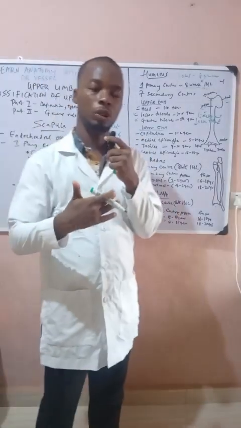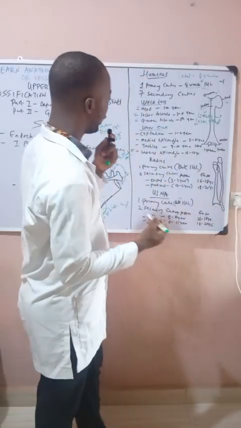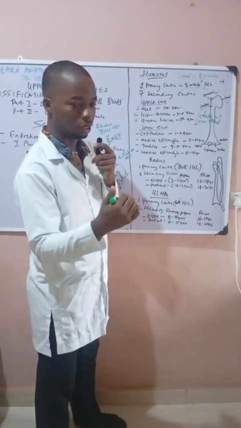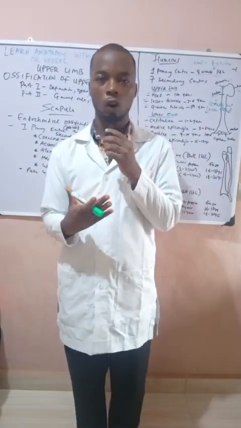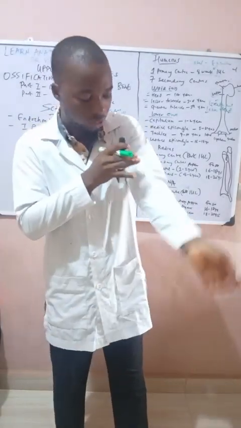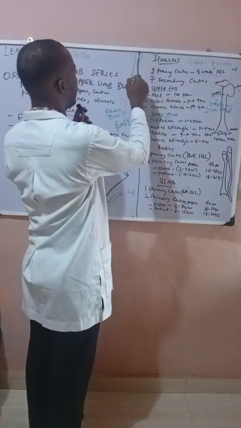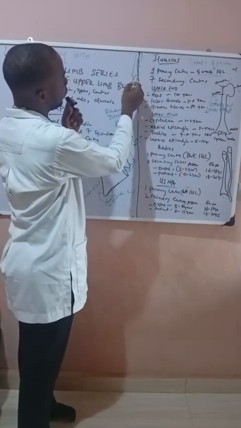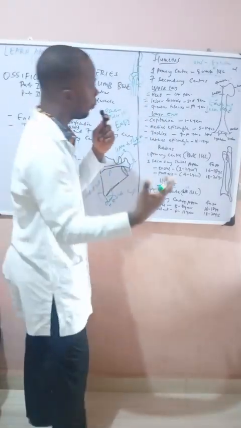Now, if you watch my video on growing end, you will notice that I told you that the growing end of the upper limb bone moves away from the elbow joint. So, for example, if this is the elbow joint, this is the humerus, this is the radius, this is the ulna, and this is the elbow joint. The growing end moves away from the elbow joint.